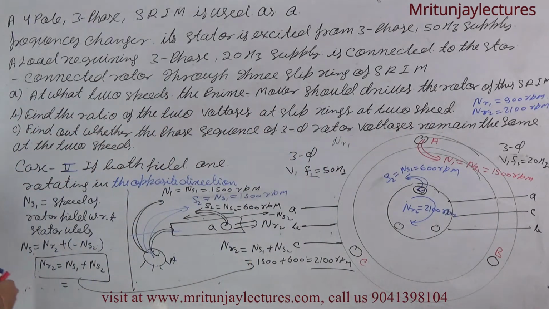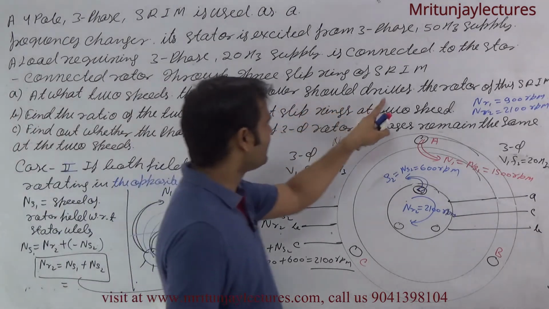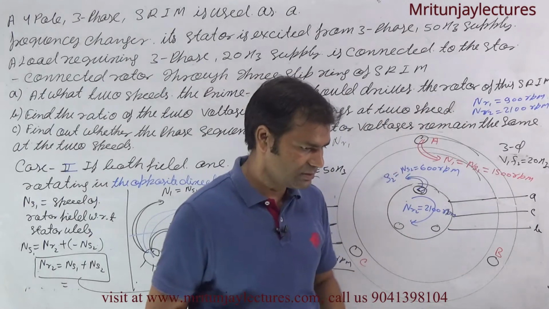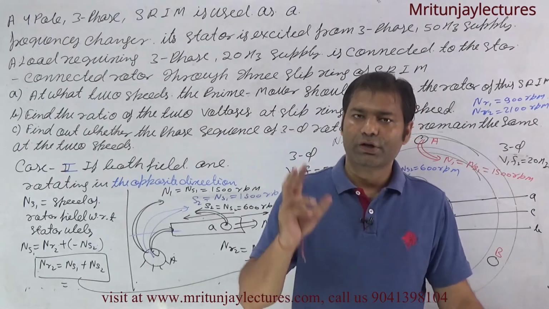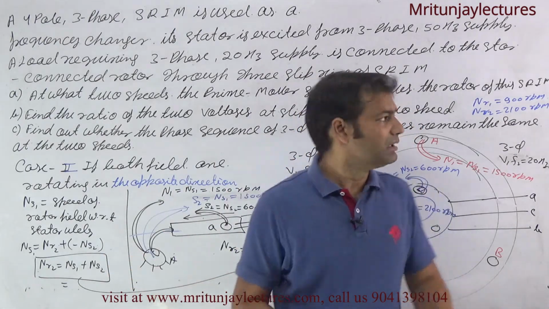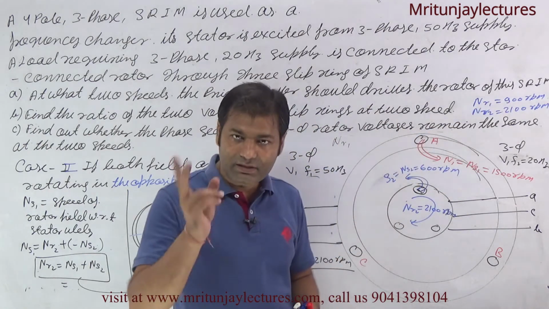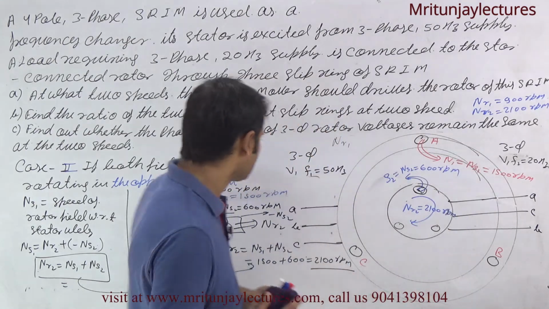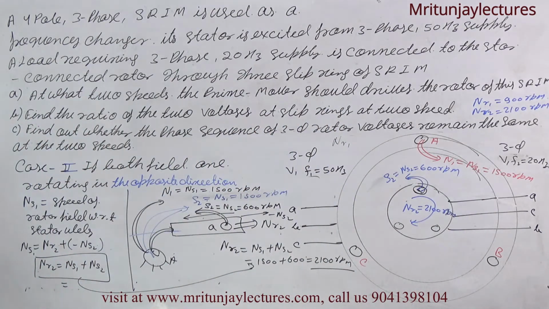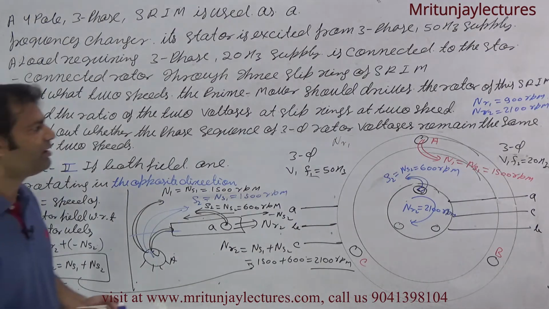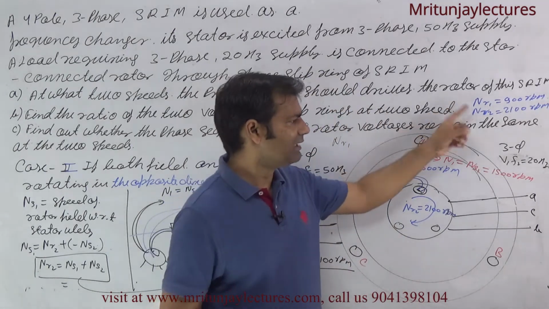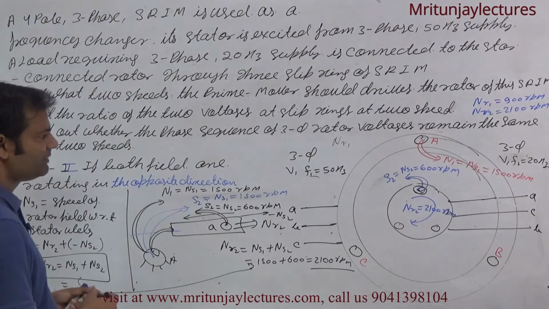Now another question. Clear? The first question is completed. At what two speeds should the prime mover drive the rotor of the slip ring induction motor? Like this one. There are two possibilities. If both fields are rotating in the same direction, then NR like this one, and in the opposite direction, then NR2 like this one. Okay, so first of all make it. After that, the second one: find the ratio of the two voltages at the slip rings at the two speeds, like this one and like this one. What about slip?